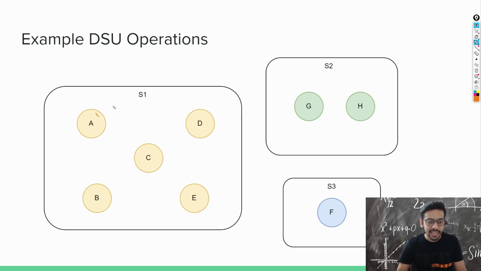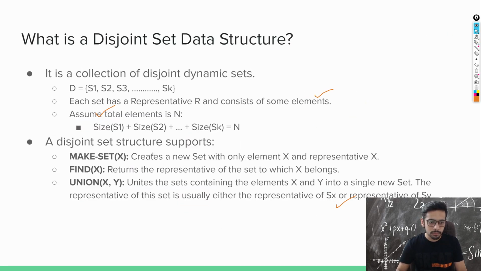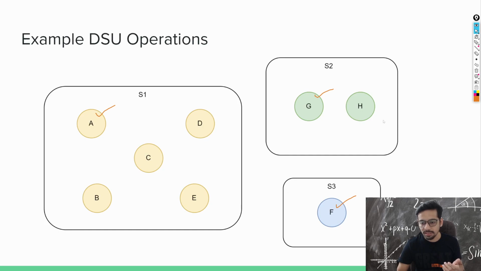Now, there are 3 types of operations that can be done using a disjoint set data structure. They are namely make set, union, and find. As highlighted here, make set, find, union. So when I tell it to make set, let's say I say make set F, it will create a new set which will look exactly like this. It will have one element, and that element itself will be the representative of that set. So this is make set F.